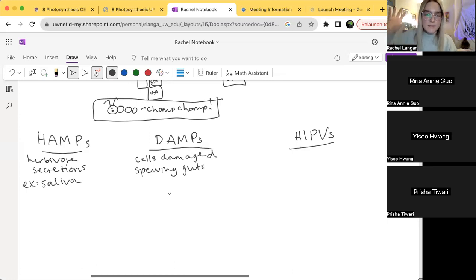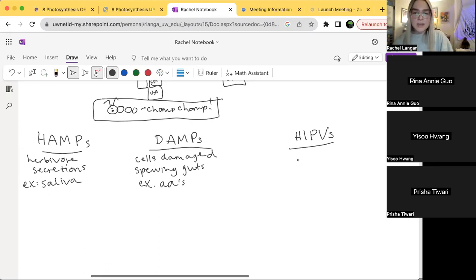So when they chomp down on the plant cell and the cell breaks and it spews all of its contents, some of that stuff that gets spewed out, those are DAMPs. And an example is amino acids. There's just like a bunch of amino acids inside of cells. And if you break open the cell, some of those amino acids are going to come out.